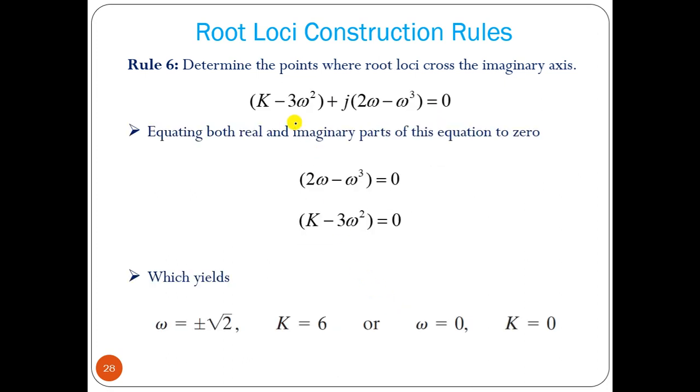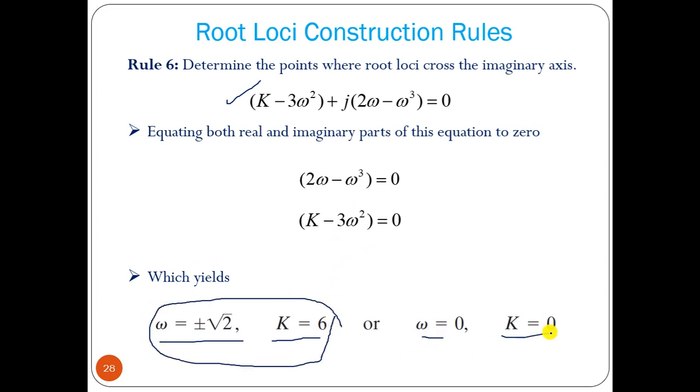So from this particular point, for this particular example, omega square equal to 2. Okay, so omega equal to root 2. If we put omega equal to root 2, k will be equal to 6. Okay, so this is the value. Another value can be 0 and 0, but this is not appropriate to choose, so this is not required.